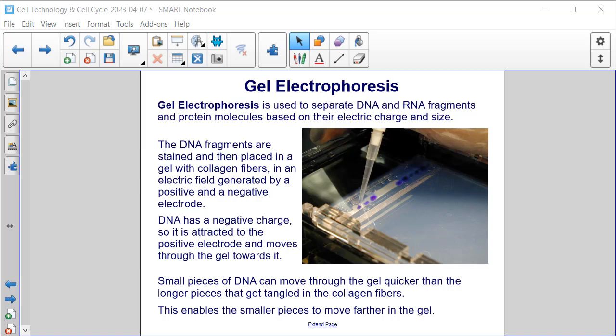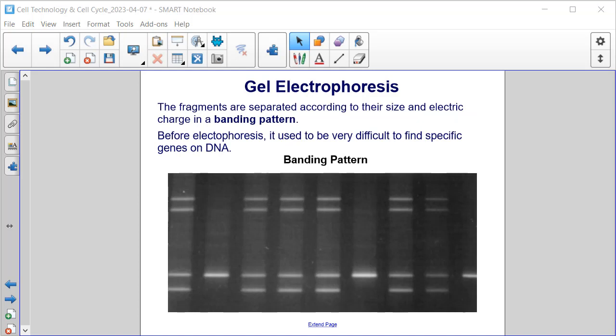DNA has a negative charge, so it is attracted to the positive electrode and moves through the gel towards it. Smaller pieces of DNA can move through the gel quicker than the longer pieces that get tangled in the collagen fibers. This enables the smaller pieces to move farther in the gel. The fragments are separated according to their size and electric charge in a banding pattern. Before electrophoresis, it used to be very difficult to find specific genes on DNA.